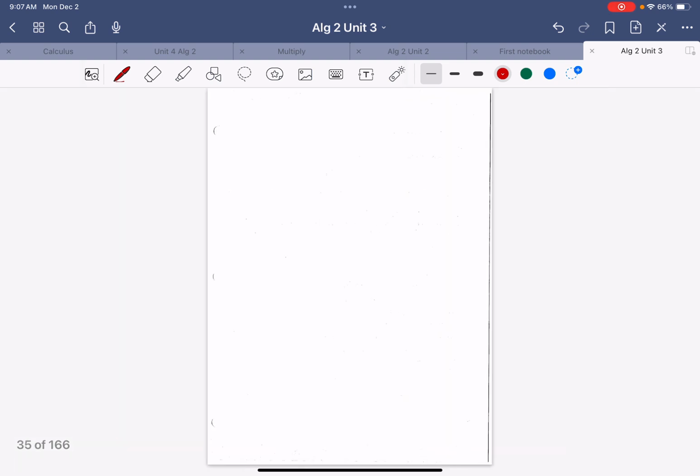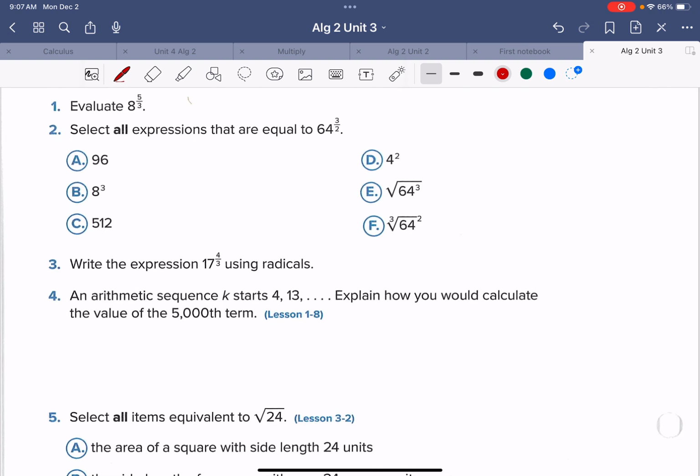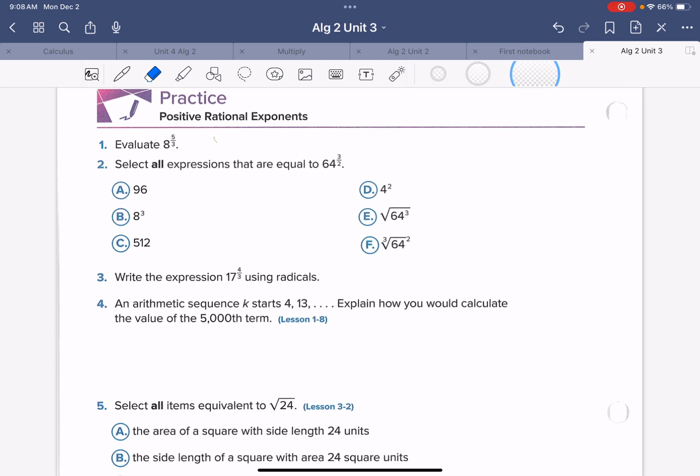All right, so here's the purple page. Oh, blank page, and purple page. And this is a short, sweet, to the point 6 questions. All right, so we're evaluating number 1. So it's going to be an actual real number, right? So let's look at that one together. And if you get stuck, you can always type it in the calculator.